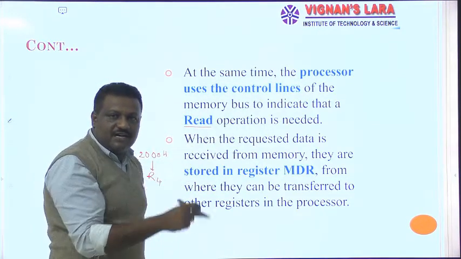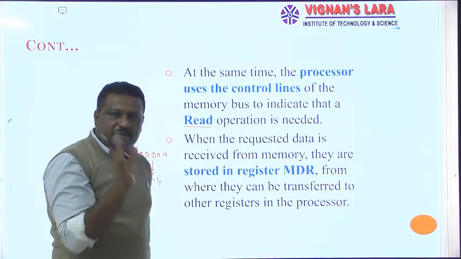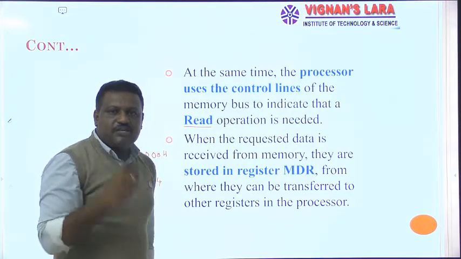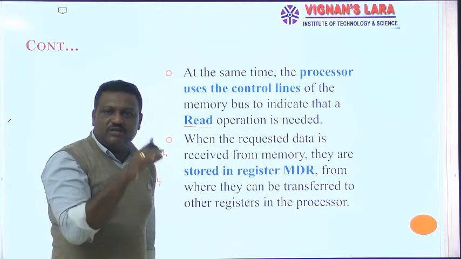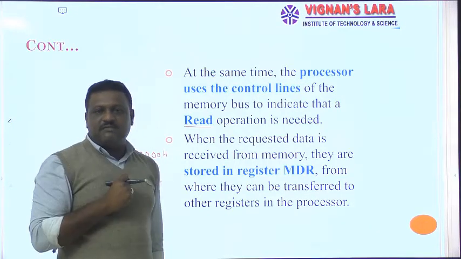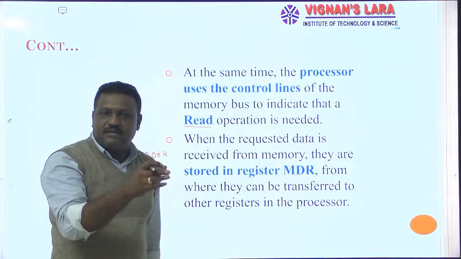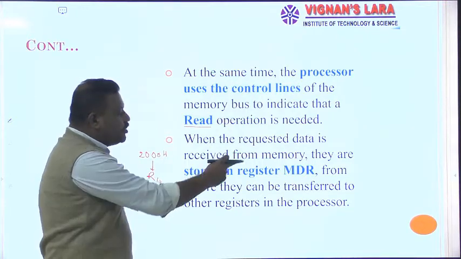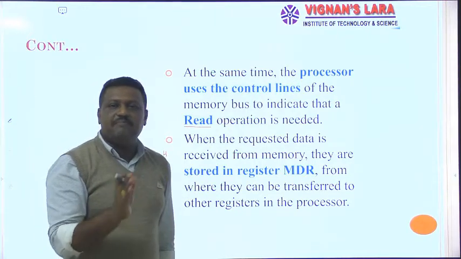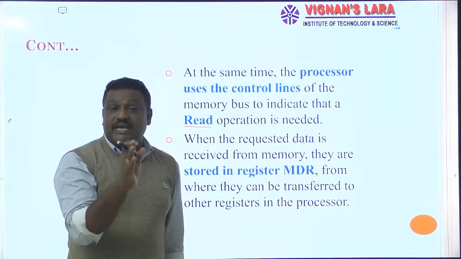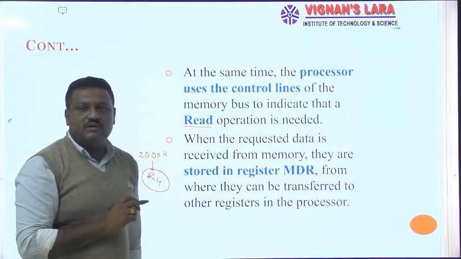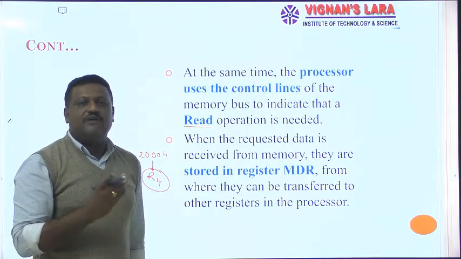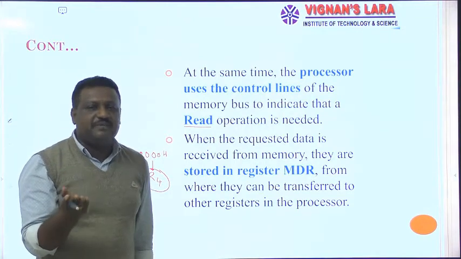By receiving the address as well as the read control signal, my memory has an idea that the CPU wants data from location 2000. It will simply place that location's data on the data bus. Then my CPU receives the data from the data bus. The received data is copied onto register MDR. Thereafter, I would like to transfer the value to register R4, because R4 was my destination, not MDR.